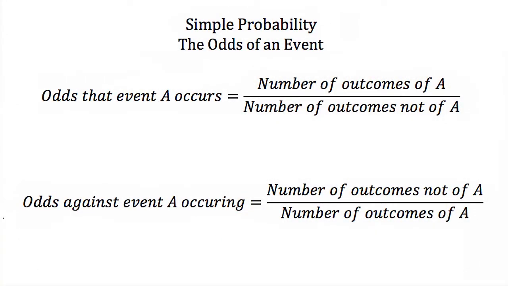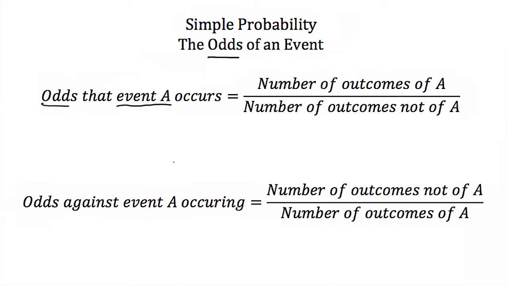Now sometimes you're not given a probability of an event, sometimes you'll be given the odds of an event. Odds are a lot like probability, but there's one small difference. If we're talking about the odds of an event occurring, call it event A, then that's the number of outcomes that we're looking for. And instead of the total number of outcomes being in the denominator, it's the number of outcomes that are not what we were looking for.